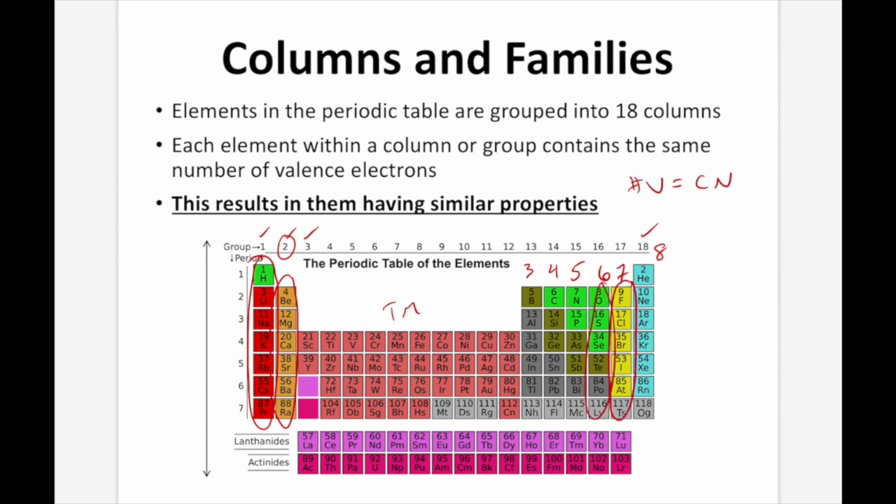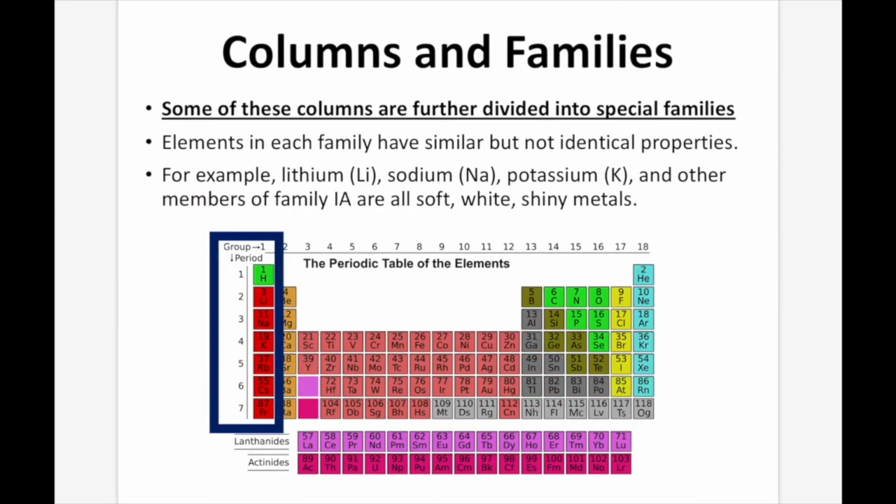The fact that they have the same number of valence electrons results in them having similar properties. They're going to react in the same way when involved with similar other kinds of atoms. Some of these columns are further divided into special families. Elements in each family have similar but not identical properties.